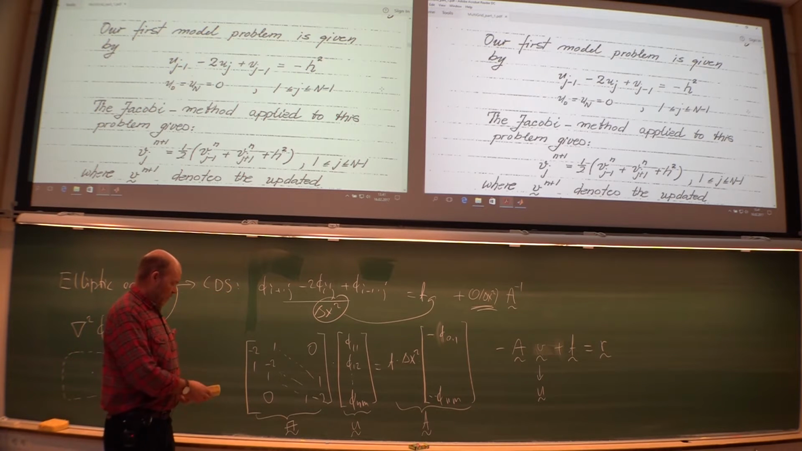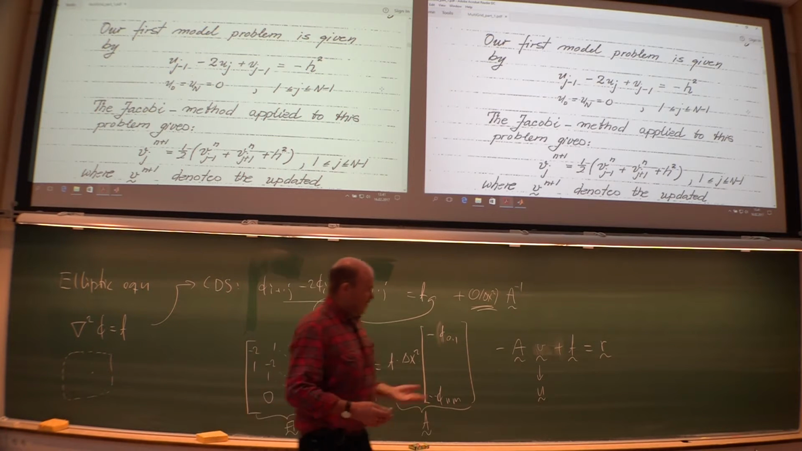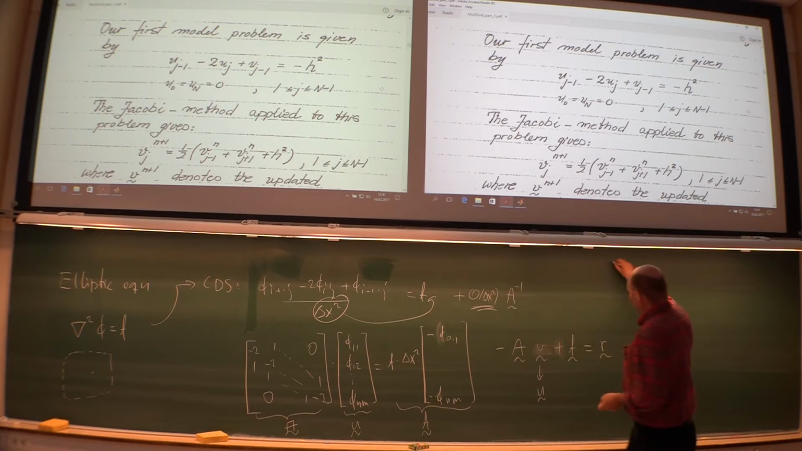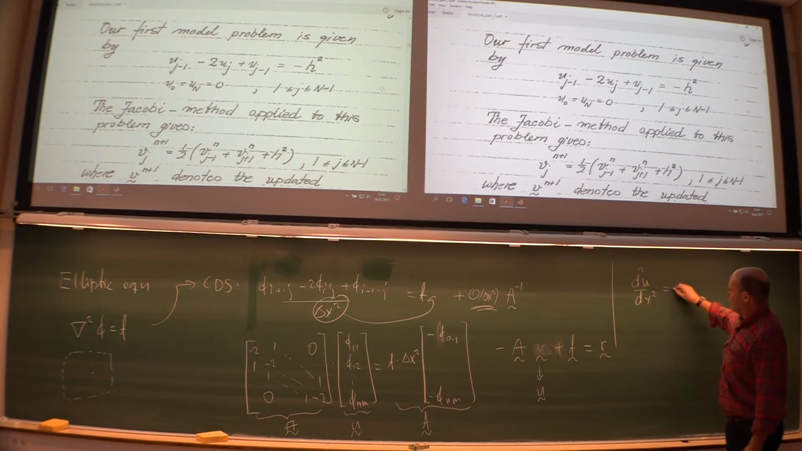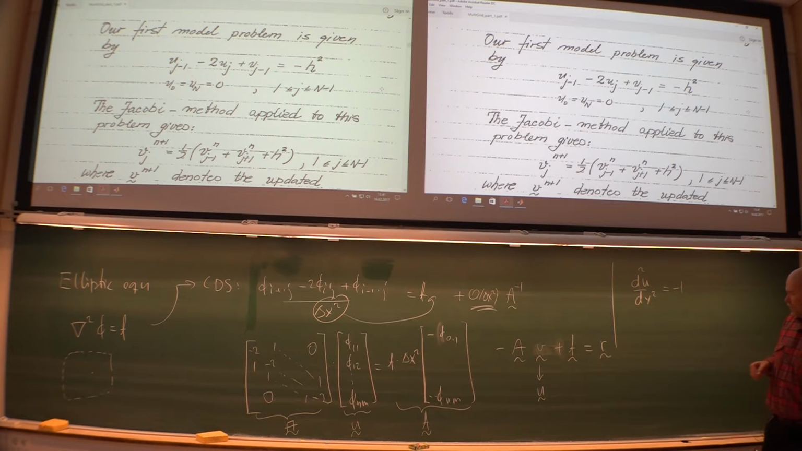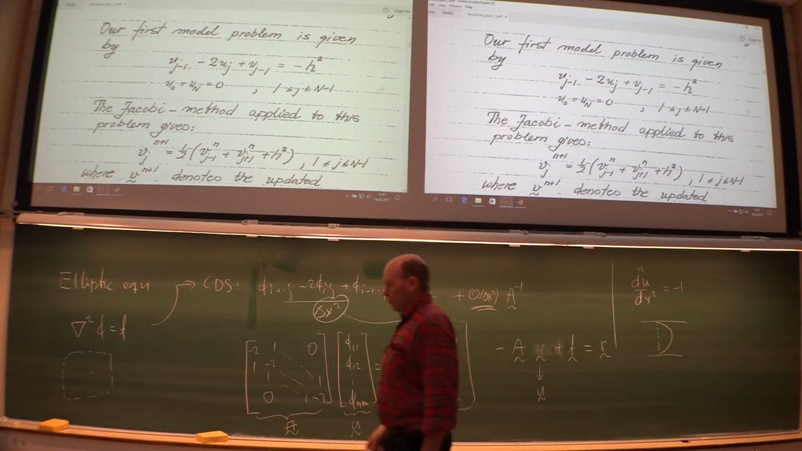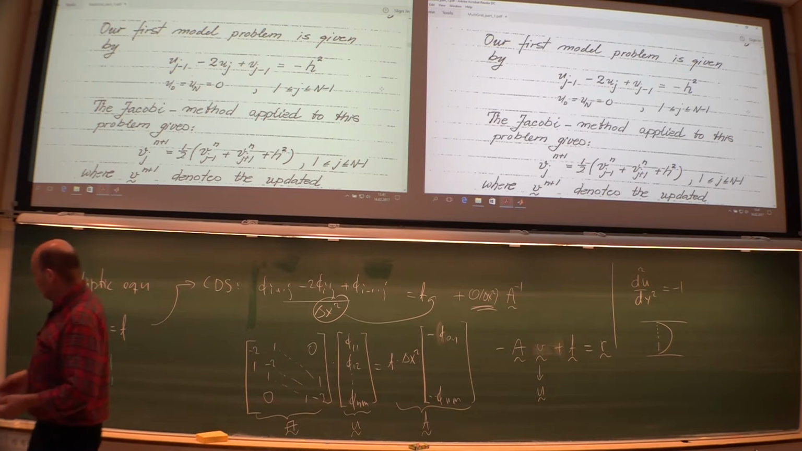What is this one-dimensional equation? If you think in terms of fluid mechanics, double derivative, say of y equals -1. That should be a Poisson solution for you. Flow between two parallel plates, and you have a constant pressure gradient, then you should obtain this Poisson parabola for the velocity profile.